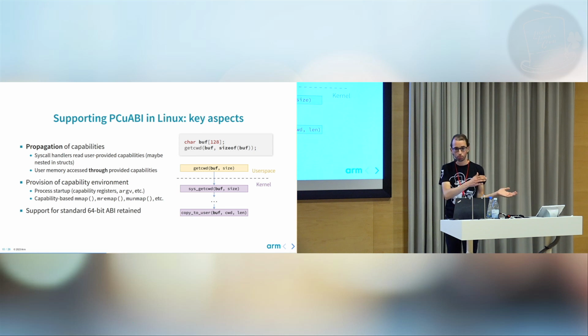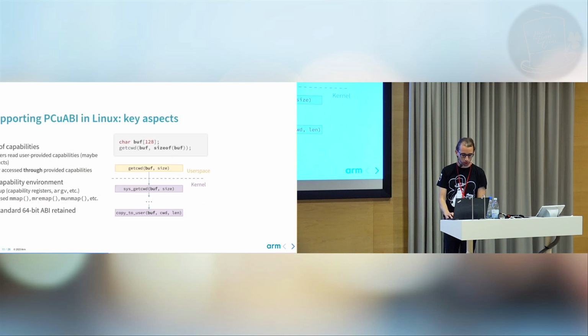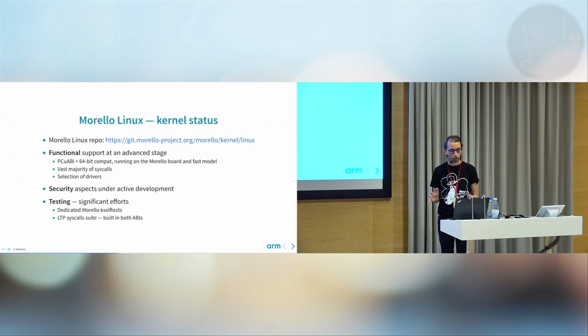The other aspect, as I mentioned before, is that you have to provide this capability environment. You have to initialize capability registers on startup, for instance, correctly, and most importantly, you have to do all this mmap family that deals with capabilities. And finally, it's difficult to switch the entire world at once, so we want to keep support for the existing standard 64-bit ABI, to have both on the same system. I'm going to come back to all these technical details a bit later, because first it's interesting to talk about where we are now.